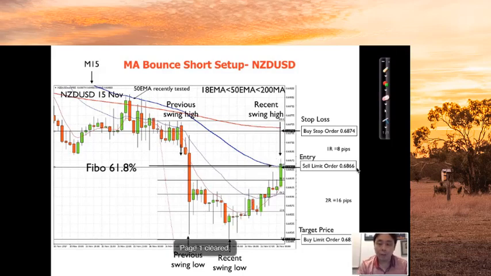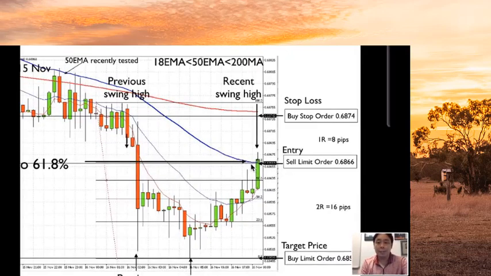So once we are confident of that, we place our sell limit order at 6866, ready to be triggered. So as the price is going up, we place our sell limit order over there. We place our stop loss 8 pips, at least 8 pips above the entry price. In this case, it'll be 6874. Okay. Again, ideally, you want the stop loss to be above the previous swing high. It is not. It is below, but it is still valid.